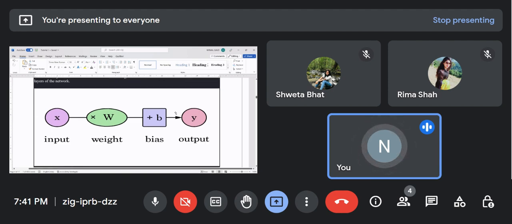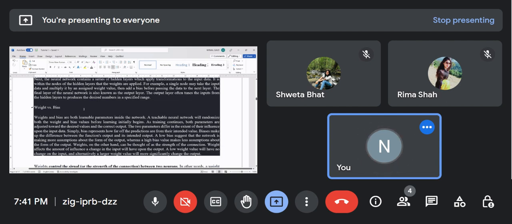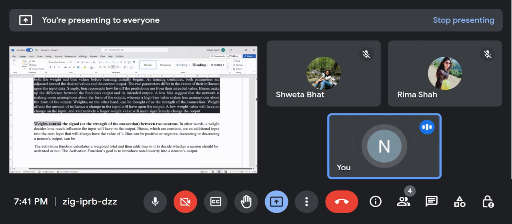So the point is, how does a weight work basically? To put it very simply, a weight controls the signal or the strength of the connection between two neurons. Very important line: it controls the signal or the strength of the connection between the two neurons. In other words, a weight decides how much influence the input will have on the output.